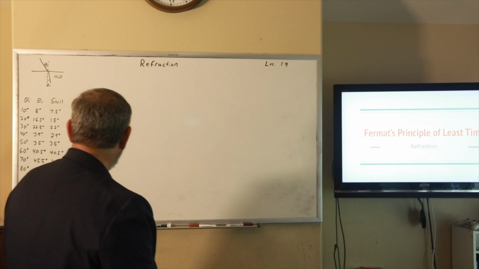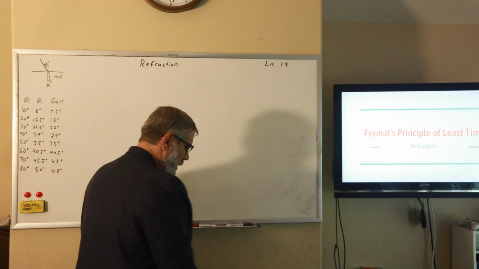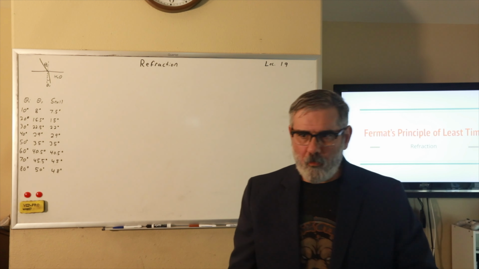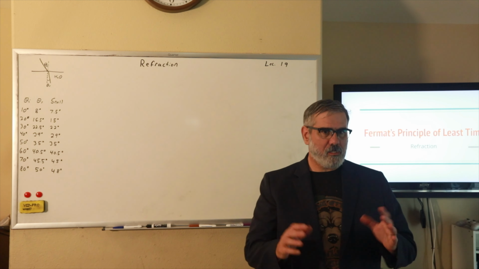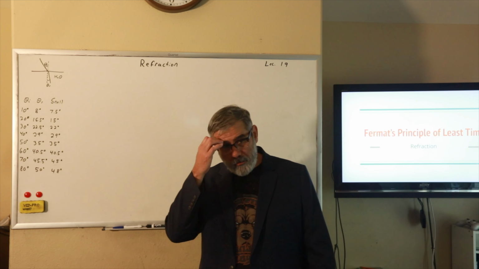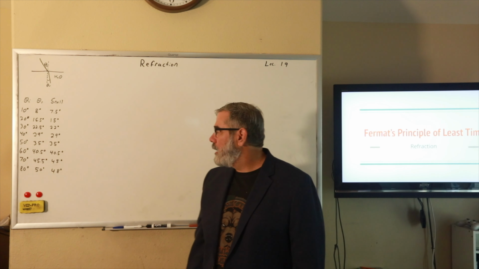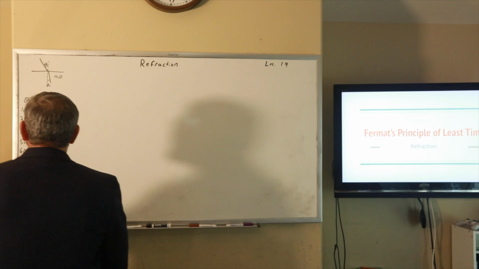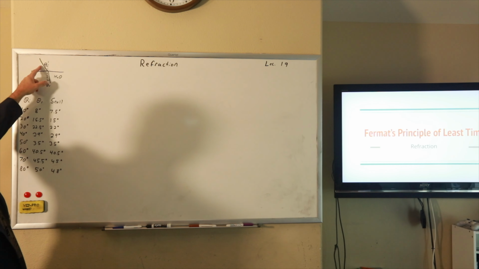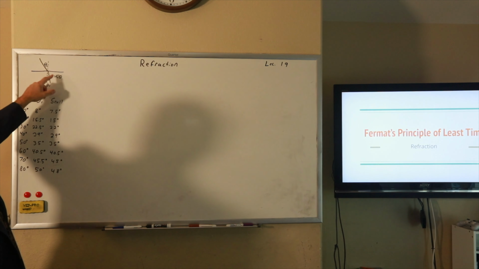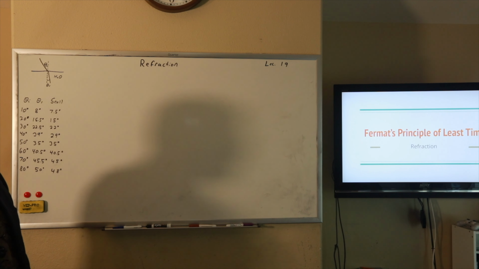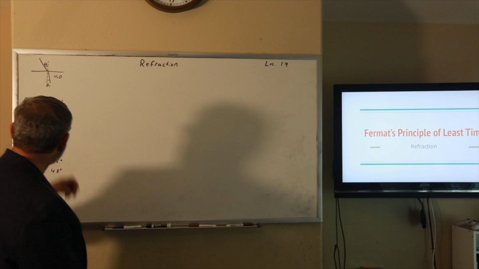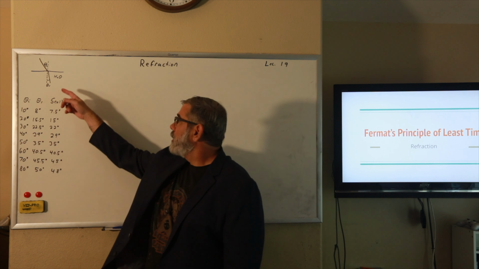So the first empirical observations of this were made by Claudius Ptolemy in about 140 AD. This was a similar time to Heron of Alexandria, who gave us our law of reflection. And here's his data. He observed light bending through the surface of water. And I guess I should probably stand over here.